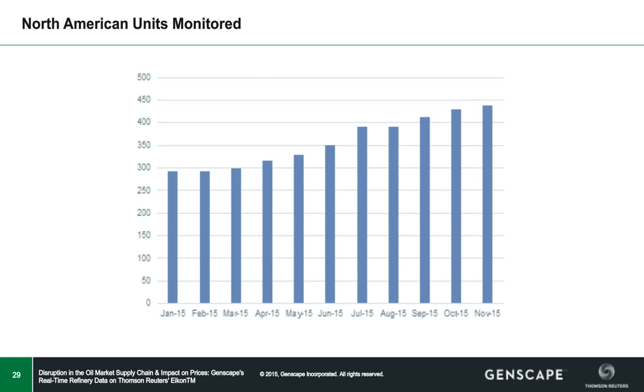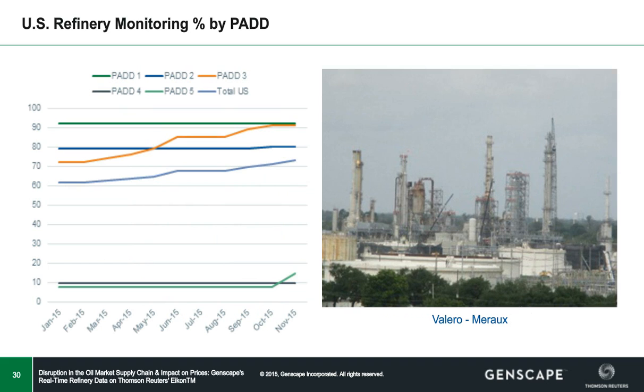Within that, let's take a look at just how detailed our coverage is across the U.S. Within Pad 1, we currently monitor over 90% of the refining processes that you find there. In Pad 3, with the additions this past year, our coverage there has also gone above 90%. We've got 80% of the refinery operations within Pad 2. That is the bulk of the refining operations within the U.S.